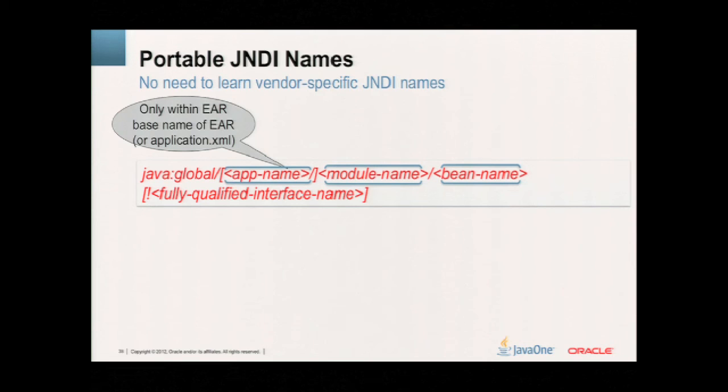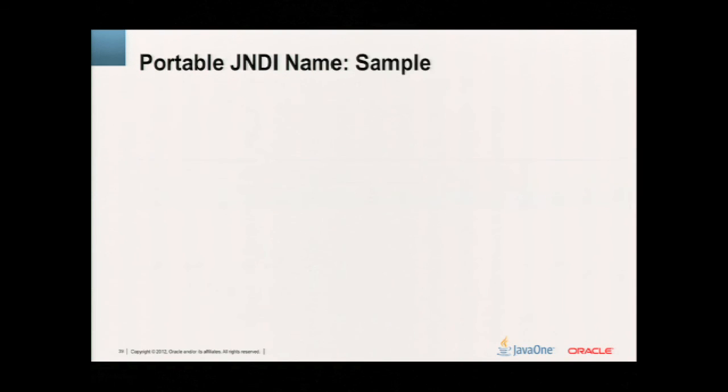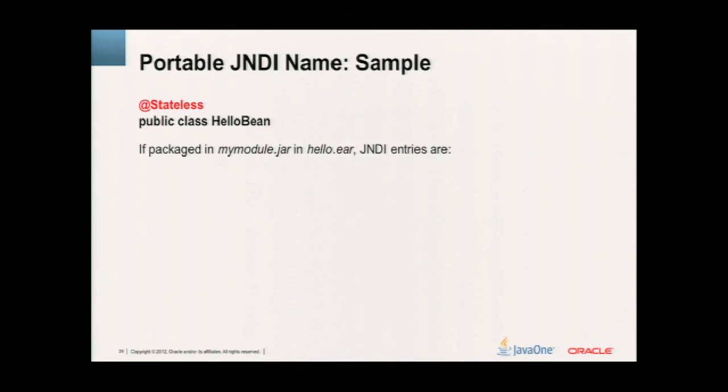If it exposes more than one view, then for each specific view that you are looking up, you would say $ and then the fully qualified view name, which for the no-interface view will be the fully qualified bean class name. And obviously, this is for local, remote, and no interface, as I said. And there are shortcuts: java:app to look up in the same application, and java:module in the same module.